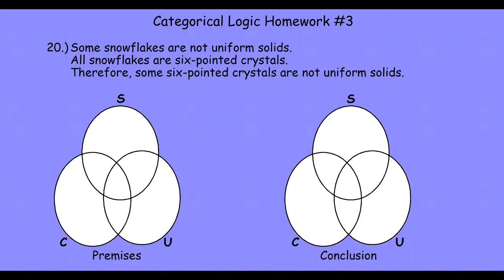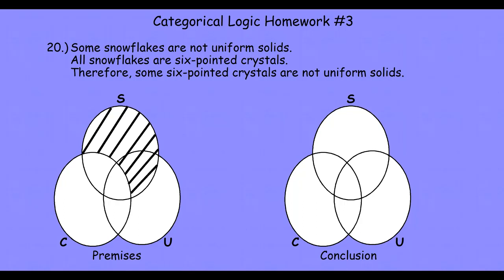So that tells us that if I'm in the snowflake circle, but I'm not in the six-pointed crystal circle, I have to be empty. And so we will shade in to indicate that that area has to have nothing in it, both S and only S, and S and U. Both areas in that S circle, outside of the C circle, have to be empty if all of our snowflakes are six-pointed crystals.